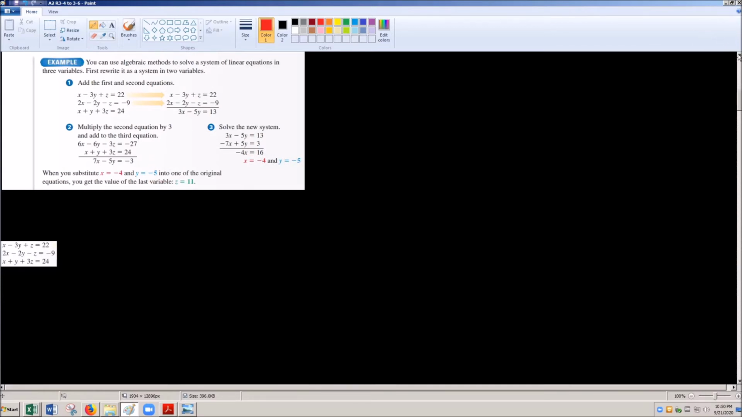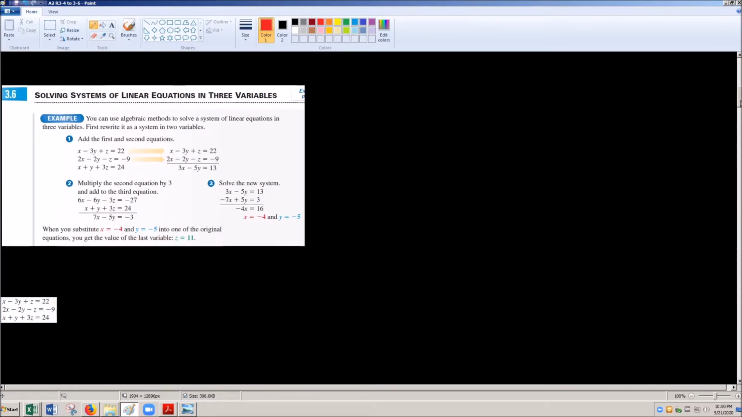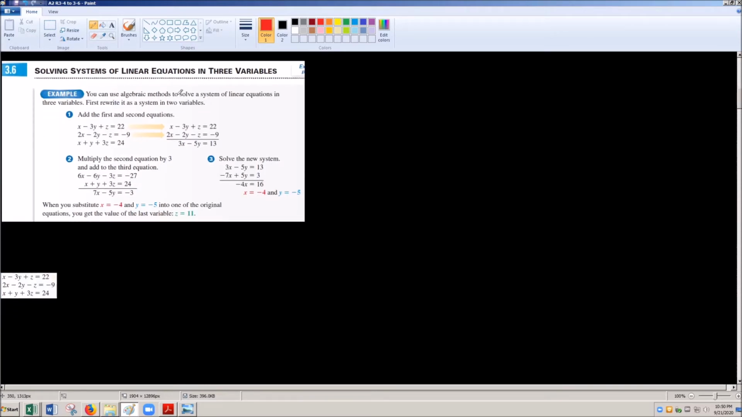We are going to do a lot with solving our systems of linear equations here in 3 variables. So this may seem a bit overwhelming at first. I promise that once we go through it a couple times, it's really not too bad. So the first thing I want to note here is that I have 3 equations. This is my given information. So I have x minus 3y plus z is 22, 2x minus 2y minus z equals -9, and then x plus y plus 3z equals 24.